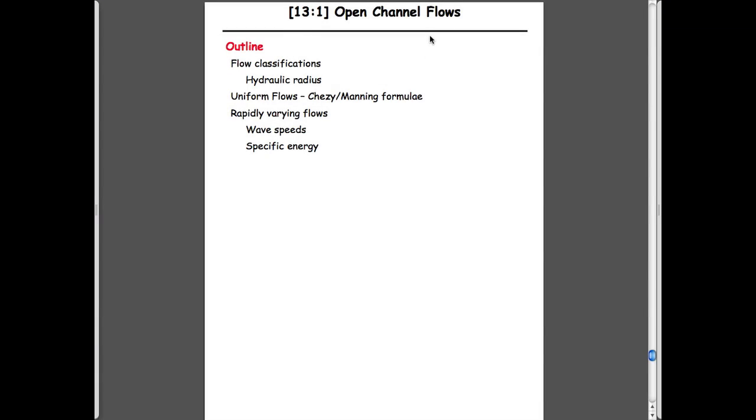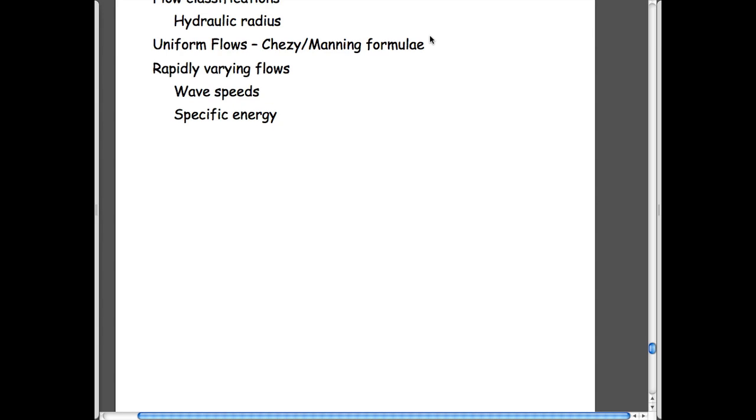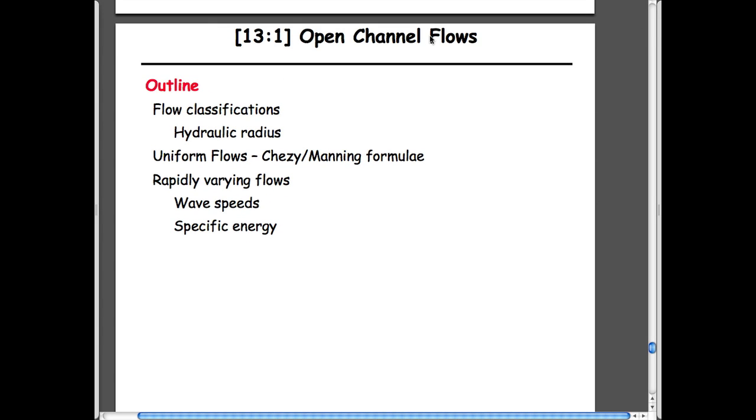All right. So this is the plan for today. And so we'll talk a little bit about the flow classifications that we've alluded to on these YouTube videos. We'll talk about defining hydraulic radius, and then we'll skip to talking about uniform flows, and this is the stuff that we want to spend a little bit of time on. And then rapidly varying flows are the ones that we just looked at. We'll deal with that in much less detail, depending on how much time we have today. So that's the plan for today.